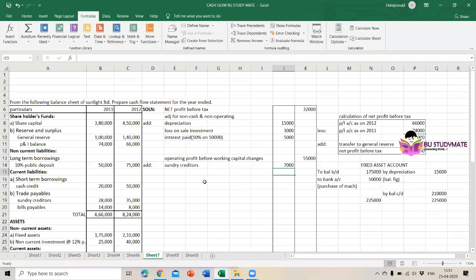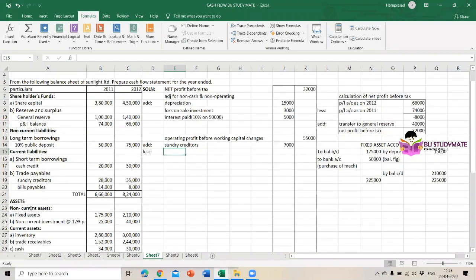Then what all increasing is there? Bills payable, it is decreasing, so we cannot add it. Then we have to deduct. Add items is over. We'll deduct now. First is inventory. In inventory, it is increasing current assets.